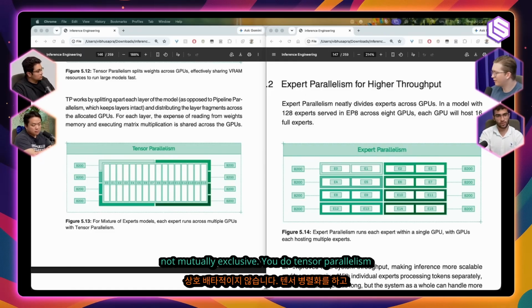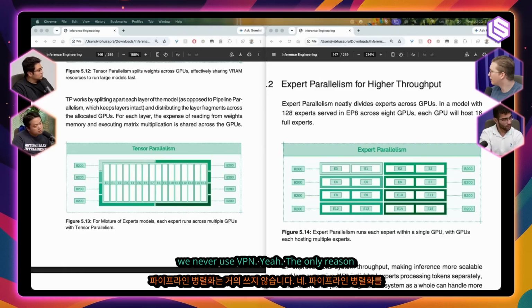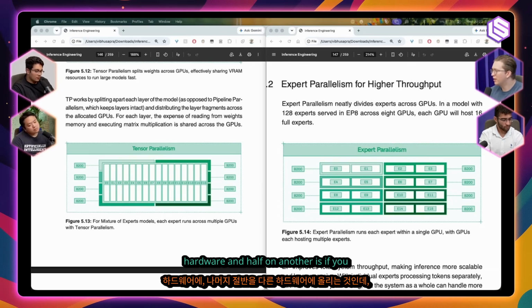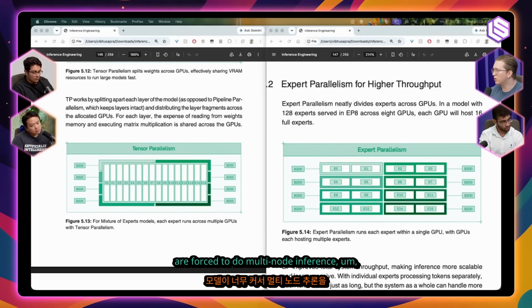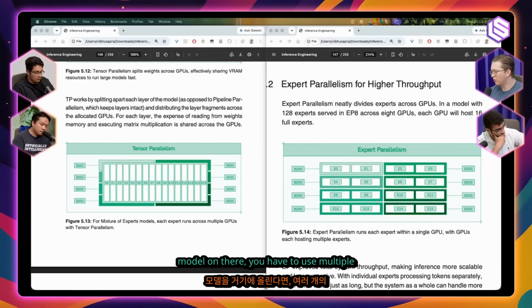They're not mutually exclusive. You do tensor parallelism and you'll do expert parallelism. Pipeline parallelism less so. It seems to me that we never use it. Yeah, the only reason you would do pipeline parallelism, where you separate different layers and put half the layers on one piece of hardware and half on another, is if you are forced to do multi-node inference because the model is bigger than a single node can hold. Let's say you're doing a deployment on H100s and you're putting a trillion parameter model on there; you have to use multiple nodes of H100. Because the interconnect is so slow between the nodes, the only viable way to parallelize there is pipeline. But then you would do expert and tensor within each node.